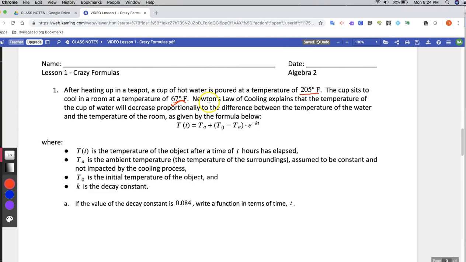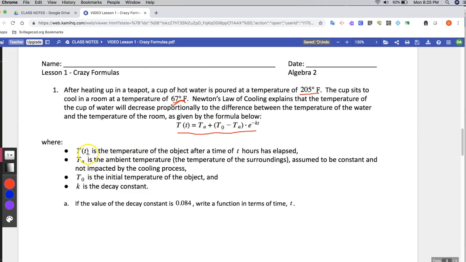Then we have Newton's law of cooling explains that the temperature of the cup of water will decrease proportionally to the difference between the temperature of the water and the temperature of the room. And that's a lot of mumbo jumbo there, but basically they say that all that is given by this formula below, and this is basically the formula we're going to use to help answer this question. Beneath that, we see 4 bullet points, each of which describes what each part of this formula represents.